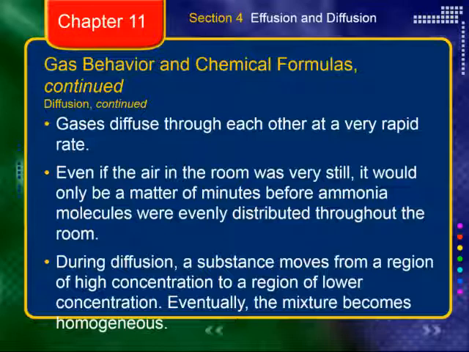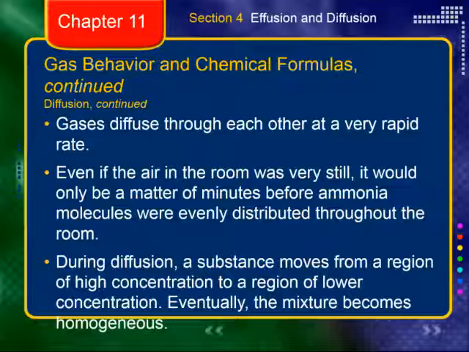If the air is still, it would only be a matter of minutes before that ammonia smell would be evenly distributed throughout the room, right? Because the ammonia molecules are distributing themselves throughout the room. They're moving from an area of high concentration to an area of low concentration. That's diffusion. So, during diffusion, a substance moves from a region of high concentration to a region of low concentration until the mixture becomes homogeneous.